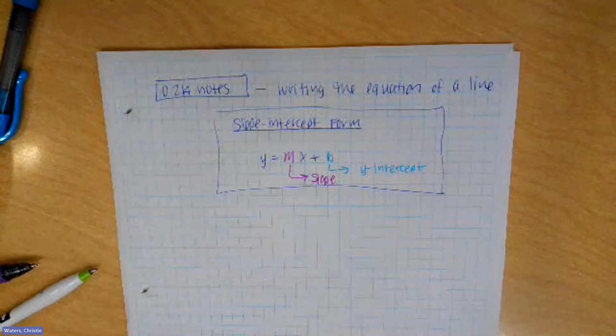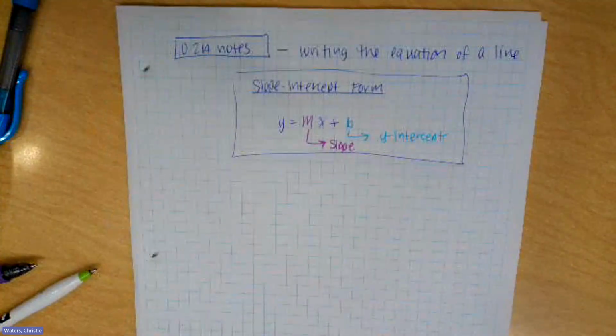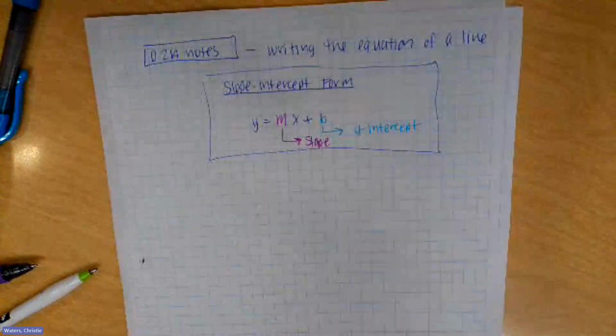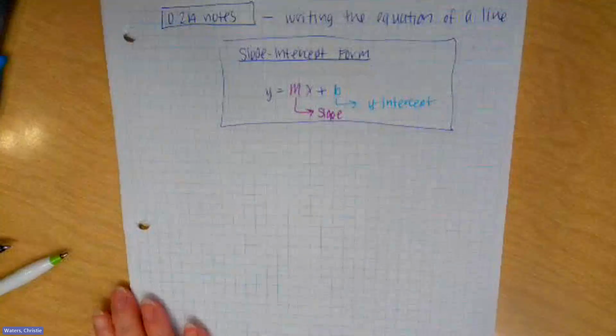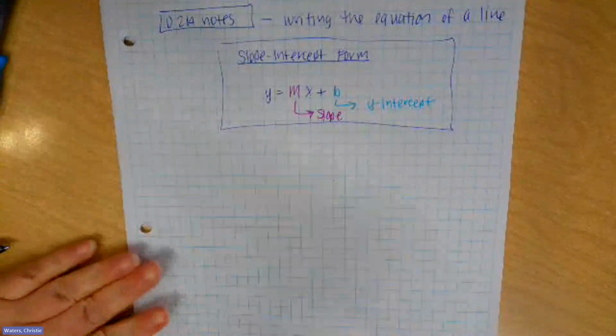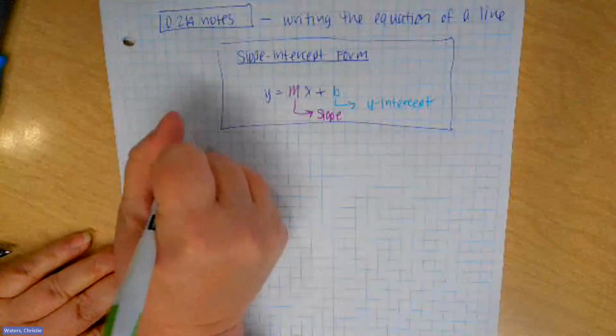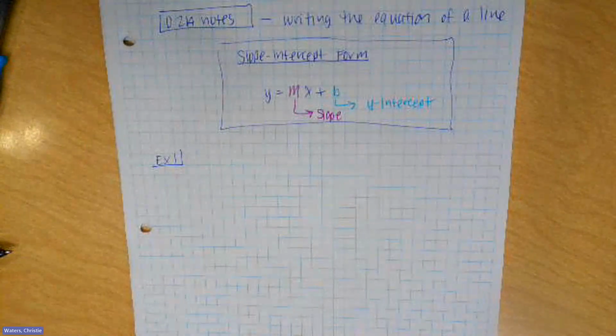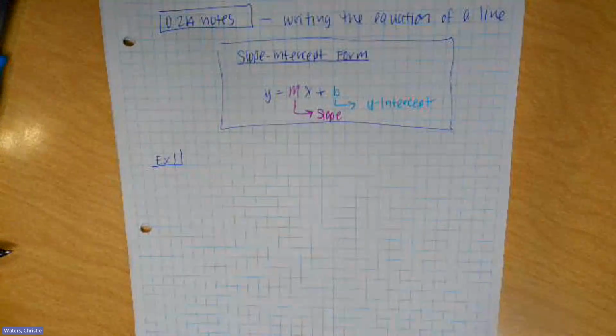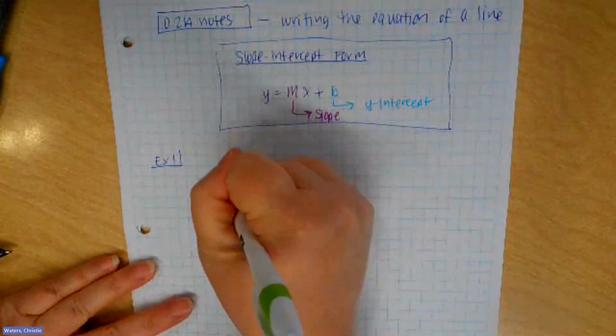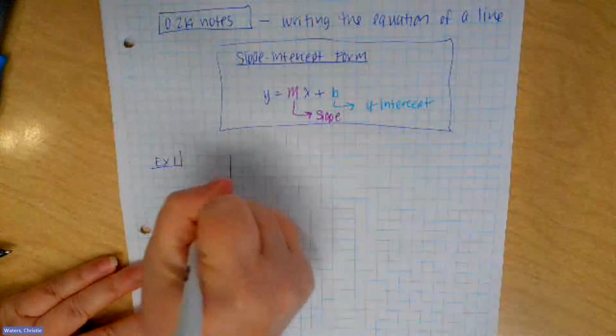All right, so we're going to go ahead and try this. Now, I'm doing this on graph paper. You do not have to use graph paper. Just try to do it as neatly as you can on your regular lined paper. But let's go ahead and start example 1. And the way we're going to do these examples is we're going to make a graph, and then we're going to figure out what the equation of the line is. So I will do my best to help you draw your graph correctly.